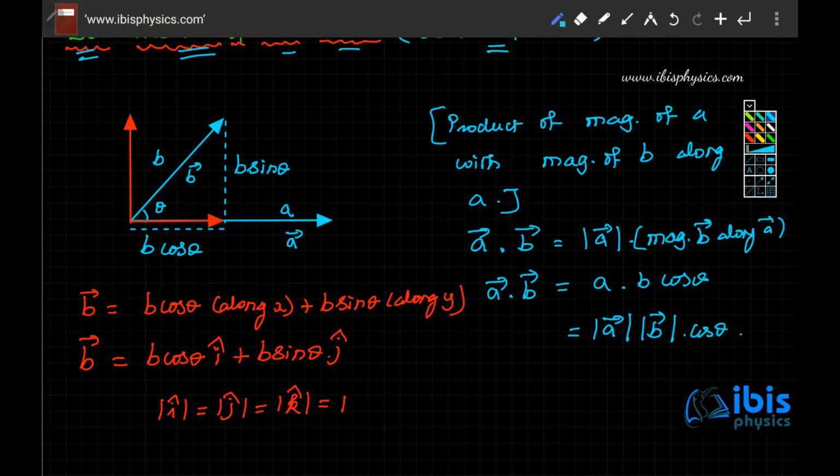Its value is a scalar, just a number. So A dot B is defined as the product of modulus A, modulus B and cos theta. The product of magnitude of A with magnitude of B along A. That's the definition. So then how do we represent the same in vector form, like say coordinate form?